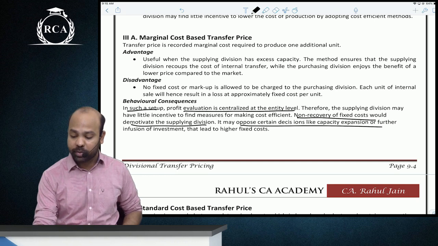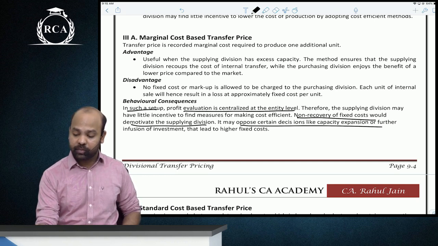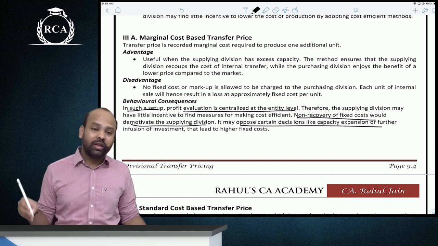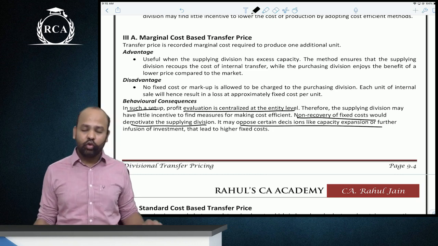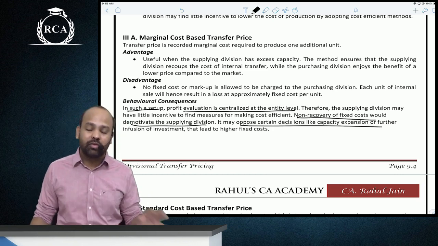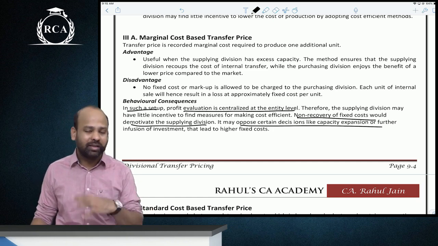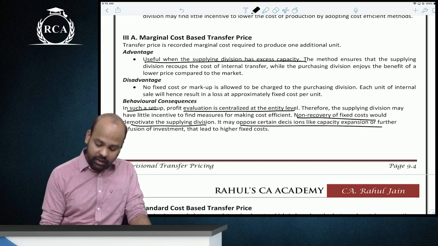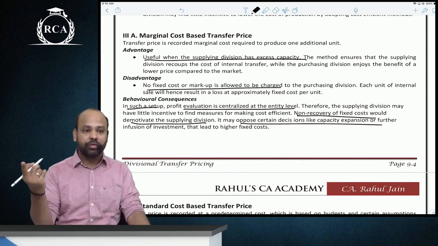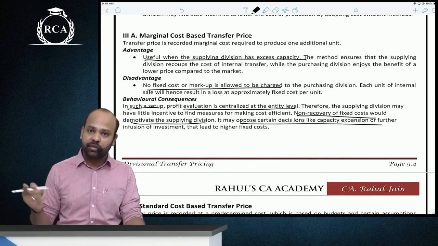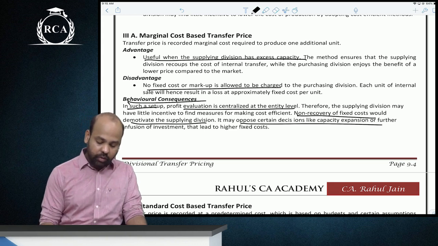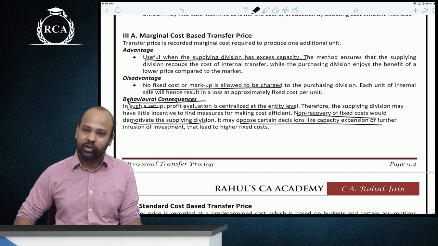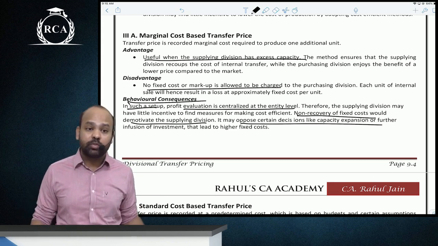He might not want to expand, he might want to just leave the operations at the current level. Behavioral consequences: you know that anyways you're being compensated only for marginal cost, so why will you want to increase your fixed cost by expanding your capacities? Now you will straightforward reject all of that. So for marginal cost based transfer price, the advantage is that there's excess capacity, the disadvantage is that there is no fixed cost or markup, so whoever is the transferring division will always incur a loss. Behavioral consequences: it is demotivating the supplying division, they will not invest in capacity expansion. This is the marginal cost based transfer pricing method.